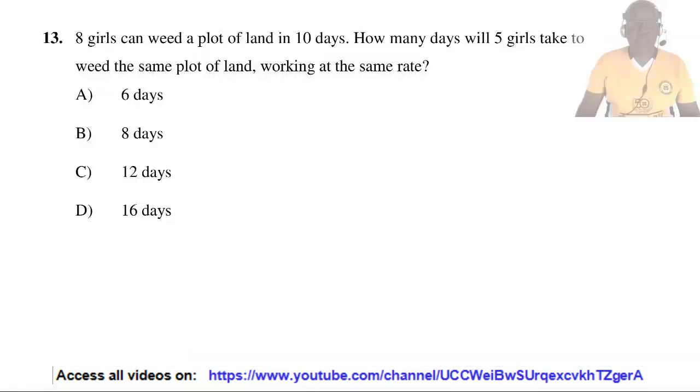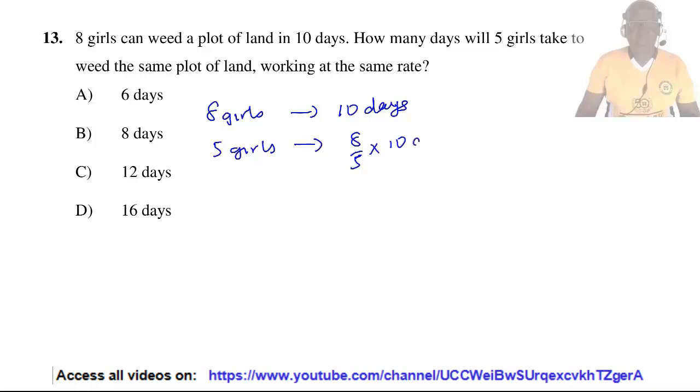Question 13. 8 girls can weed a plot of land in 10 days. How many days will 5 girls take to weed the same plot, working at the same rate? 8 girls will take 10 days. Therefore, 5 girls will take more days. If more, less, divide. So 8 over 5 times 10 days. This goes here 2. So 16 days. So the answer is D.